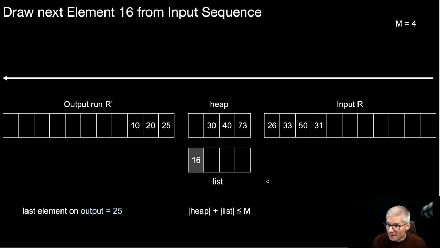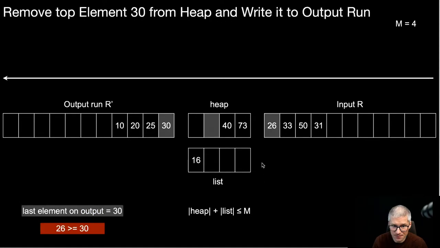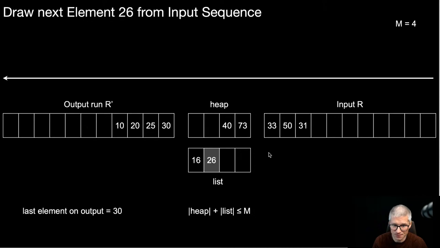Now, I again remove the top element from the heap, which is 30 in this case. This is written to the output run. The last element being output is 30, so I have to adjust the variable. I'm about to draw 26. Is 26 greater or equal 30? No, obviously not. So similar to the 16 before, 26 has to be put to the list. I do that in the visualization.